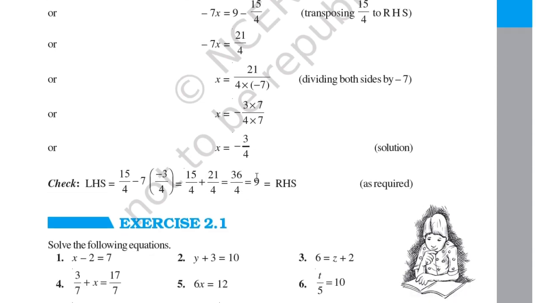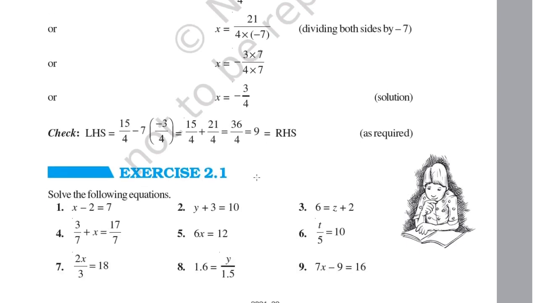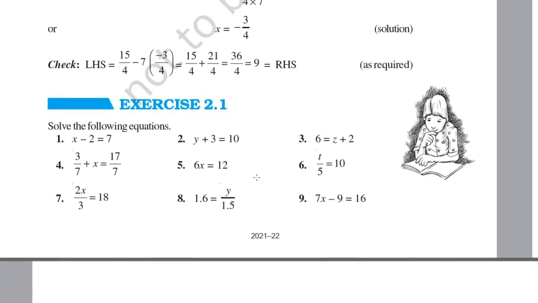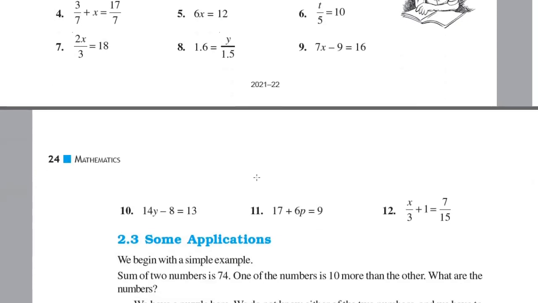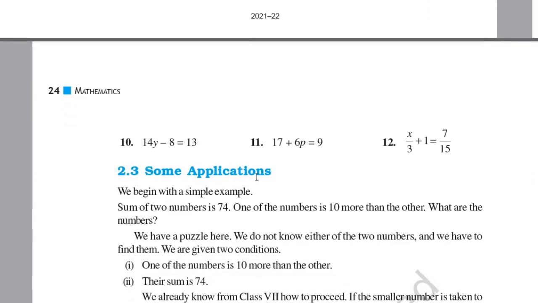So you are getting the solution as required. So here is exercise number 2.1. You can solve that. If you have any doubt, you can ask it in the comment section.